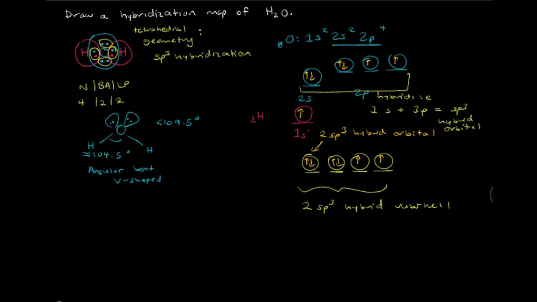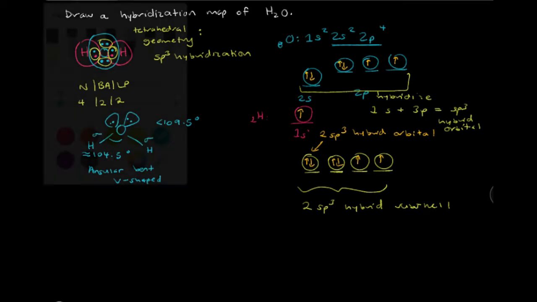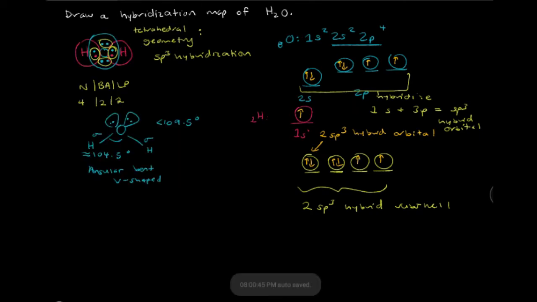Okay, so I need to show a sigma bond here and a sigma bond here. So I'm going to demonstrate that here. This is going to be one of the sigma bonds with the hydrogen. Here's the second sigma bond with the hydrogen, right? And this is basically what the hybridization of the orbital diagram will look like, right? So this is the orbital diagram with hybridization, and I'm going to use this to create a hybridization map of water.